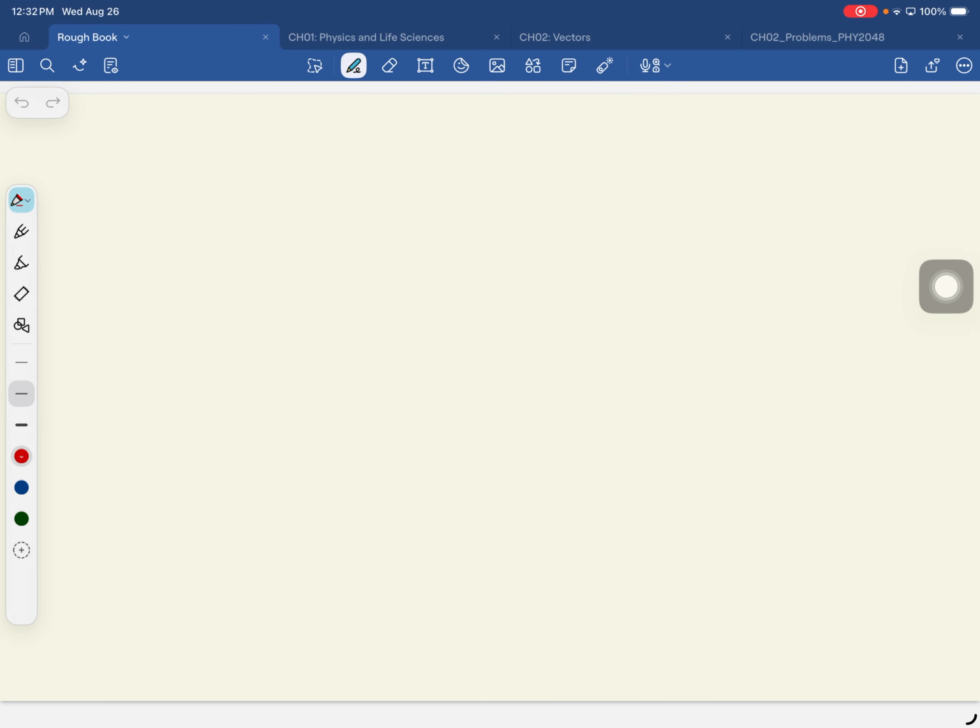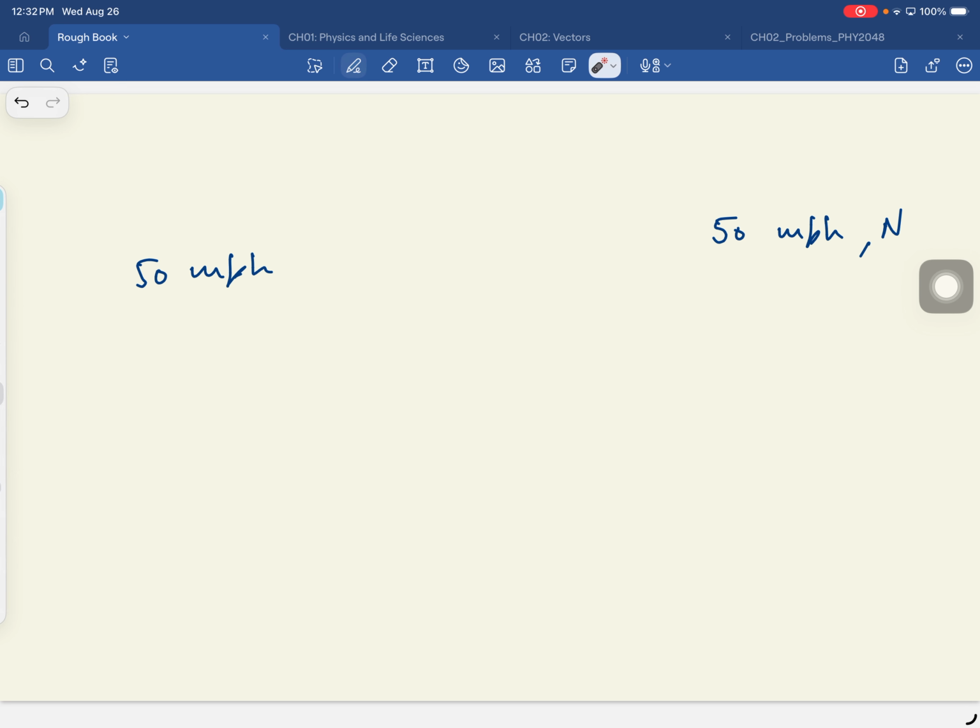Okay, so let's say I tell you that you're driving at 50 miles per hour. And then I tell you you're driving 50 miles per hour north. In the second piece of information, what is the difference between these two? There's direction, there's more information here. There's magnitude and direction.